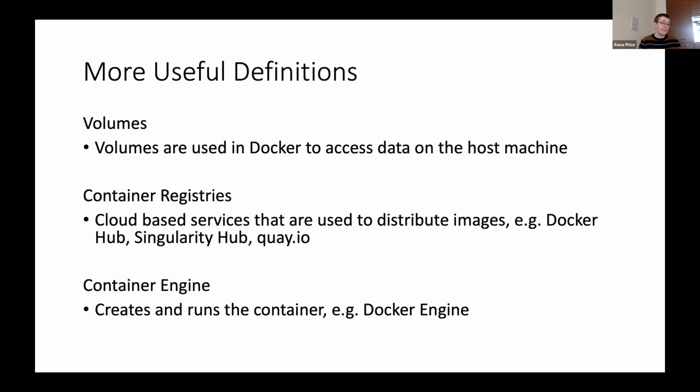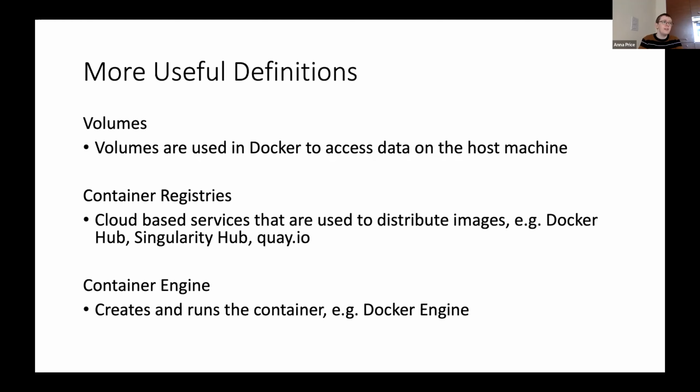So container registries. These are the cloud-based services that are used to distribute images. You probably find that mostly you interact with Docker Hub. This is the main registry that Docker pulls from. Singularity can also pull from Docker Hub, and Singularity has a useful feature where it can convert a Docker image to a Singularity image. So what Singularity does when it pulls from Docker Hub is it takes that Docker image and converts it to a Singularity image for you.